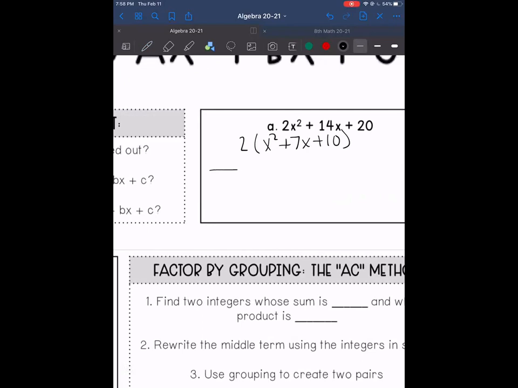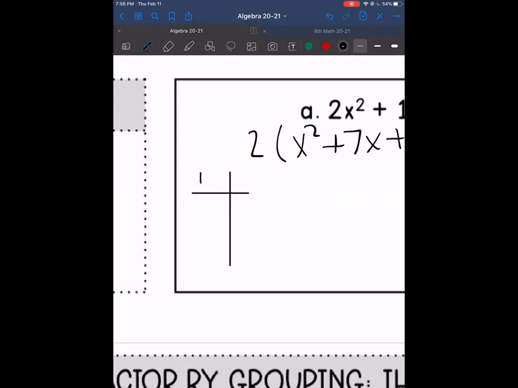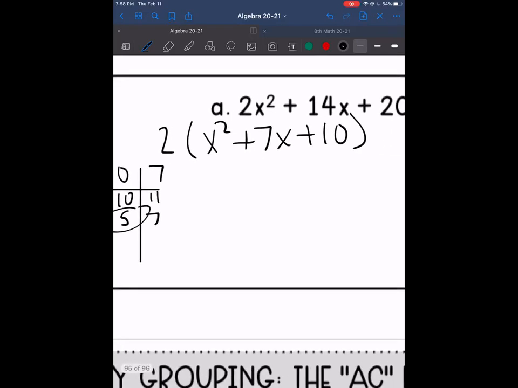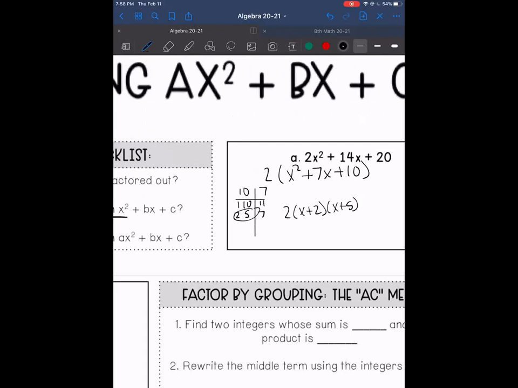Find a t-chart. We want a product of 10 and a sum of 7. They're both positive. So 1 and 10, and 2 and 5. That's 11, that's 7. So our factors are 2 and 5. So writing that out, that'd be 2 times x plus 2 and x plus 5. So those are factors for 2x squared plus 14x plus 20.